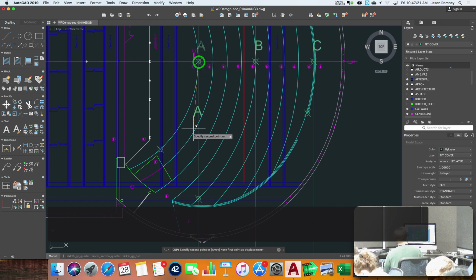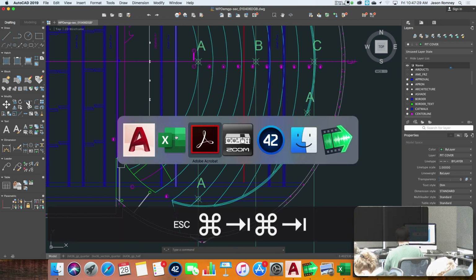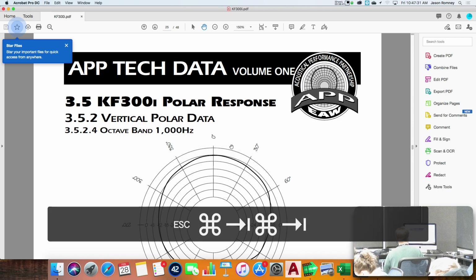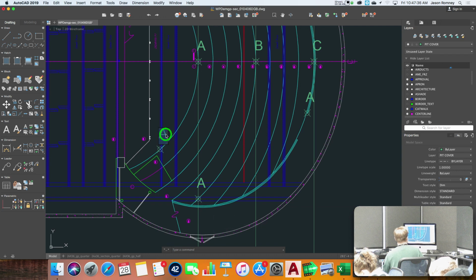Now the good news is this loudspeaker appears to be symmetrical for the most part. So I'm only going to really worry about this side. I don't have to do the other side. Usually it's the same. If the room is symmetrical and the loudspeaker is symmetrical, usually you figure out one side and the other side will be the same.